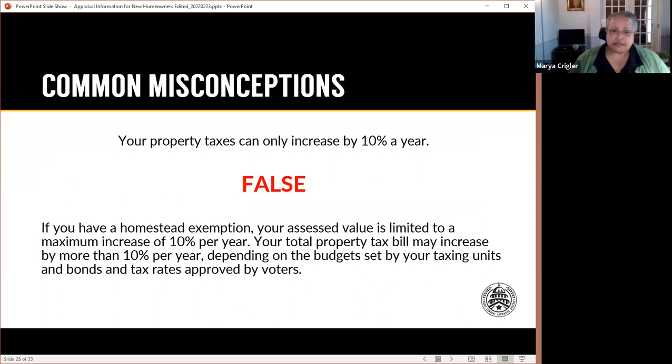Some common misconceptions, again, that your property taxes can increase only 10% a year. That 10% limitation is only the appraised value limitation. Your property tax bill may increase more than 10% a year, depending upon the budget set by your taxing entity and any bonds or tax rates that are approved by you as voters. So there's not a hard 10% limit. That limit applies only to the assessed value if you have an exemption, but your tax bill has more parts, more things that play into that. And again, a big part of that are the budgets set by your taxing units, the bonds, and the voter approval rates that you approve as a voter.